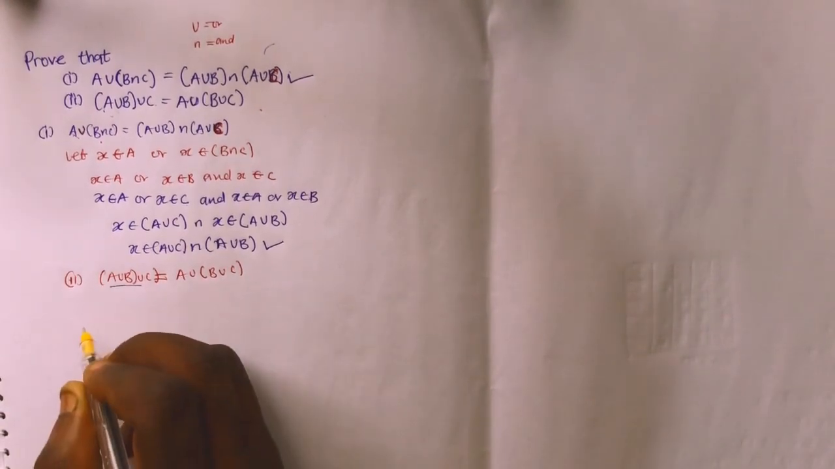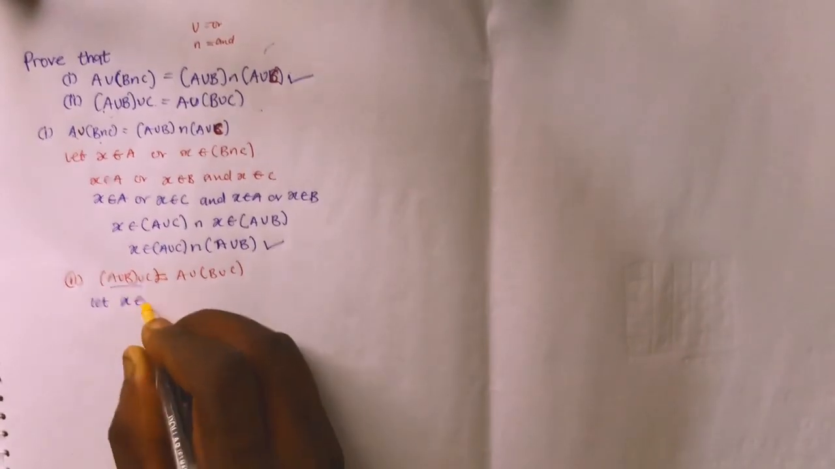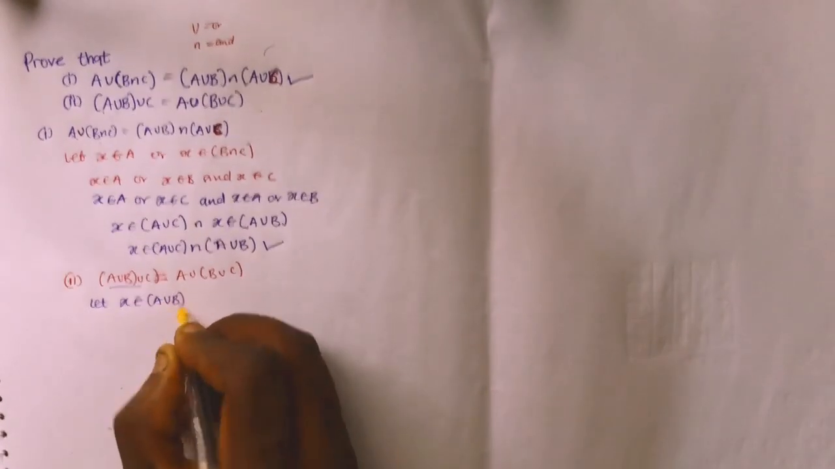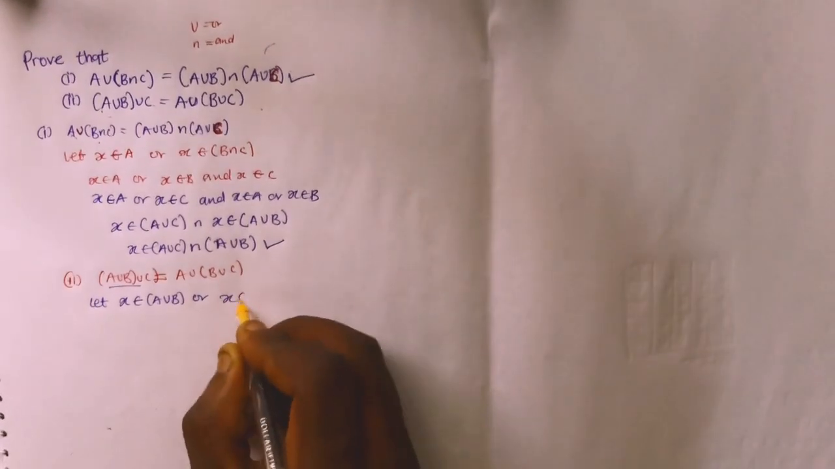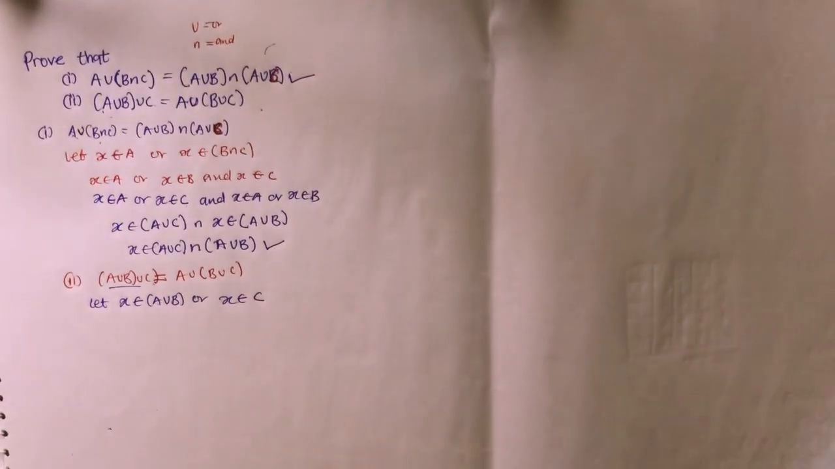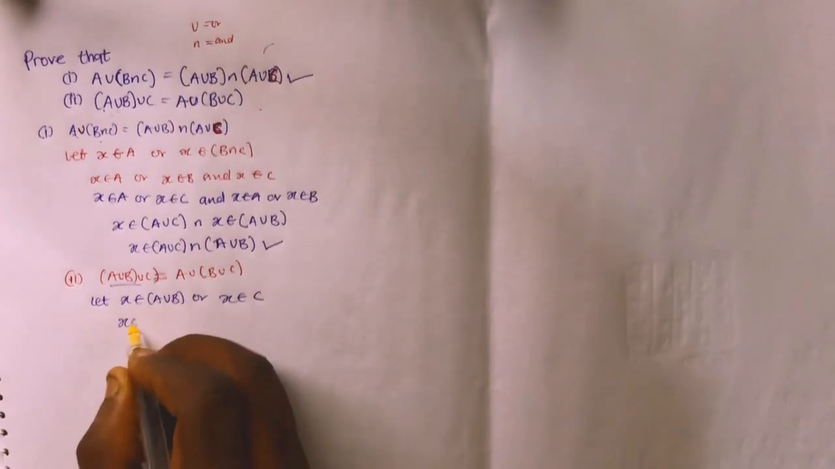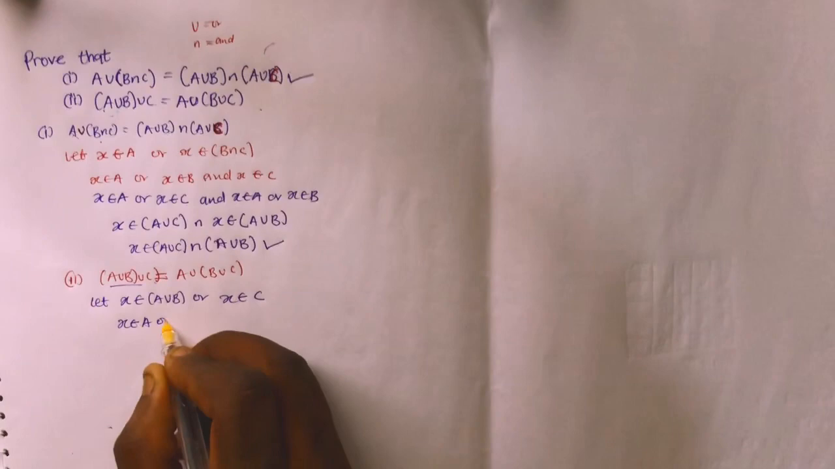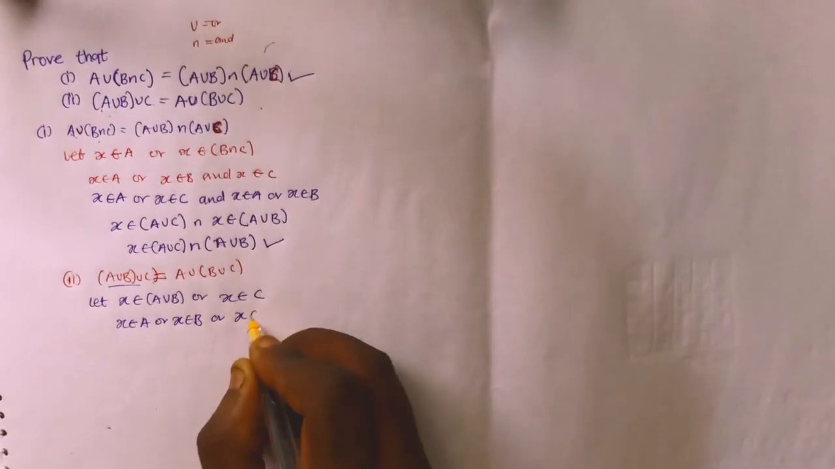I can just go ahead and say proving from this side, that's the left-hand side. Let X be a member of (A union B) or X be a member of C. Can you see now? Then go ahead and open the bracket here. You have X is a member of A or X is a member of B, or X is a member of C.